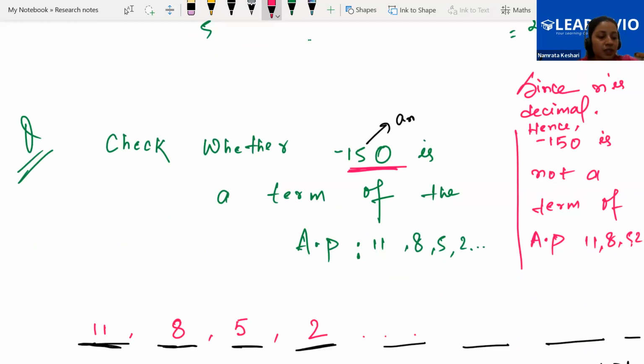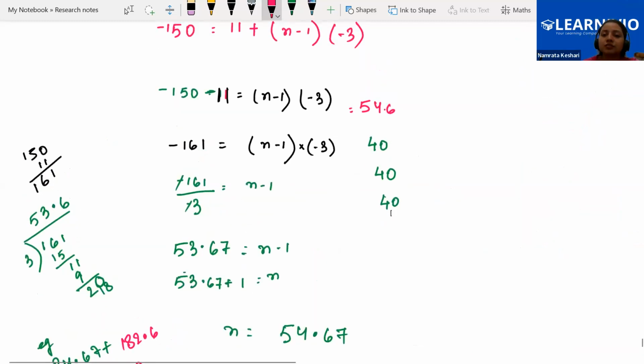Yeah, ma'am. In the calculation, we can first transpose minus 3 to the other side so that it will become a division, and then we can transpose 11 in the next step. Okay, so first we can transpose this minus 3 to the other side. That's what you are saying, Harshit?